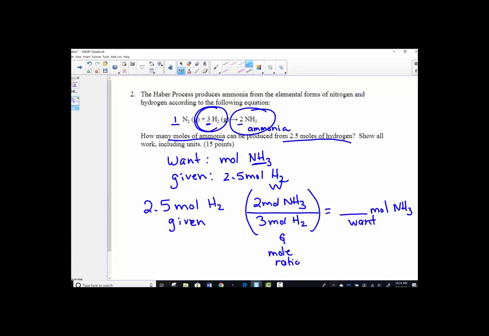Now, in terms of your calculator, we want to take 2/3 of 2.5. So you're going to simply say 2.5 times 2 divided by 3 equals. And when you hit that, report your answer as moles of ammonia. I'll check your work for you and give you feedback.